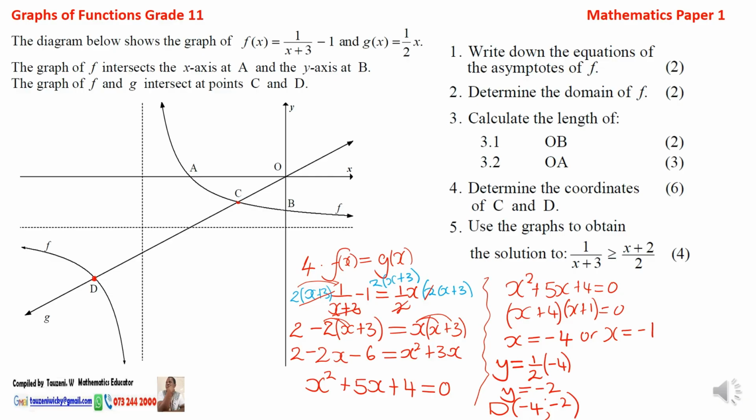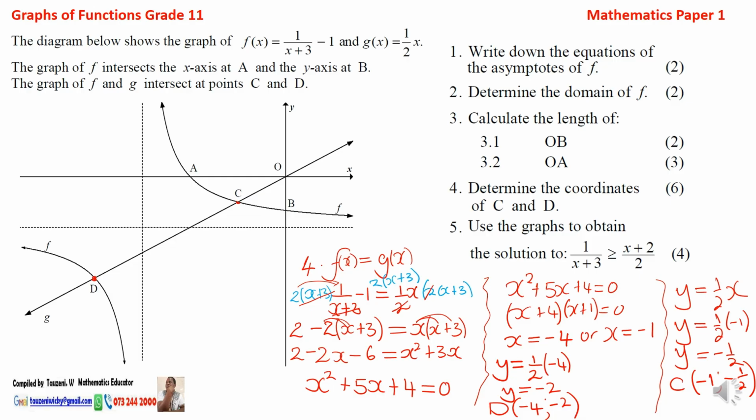Then the coordinates of point C are found in the same way. y is equal to half x. In place of x, this time we're going to substitute x with negative 1. That will give us y is equal to 1 over 2 times x, which is times negative 1. And it gives us y is equal to minus 1 over 2. Now we can say, therefore, the coordinates of point C are going to be: the x value is negative 1 and the y value is negative 1 over 2. We have determined the coordinates of point C and the coordinates of point D.